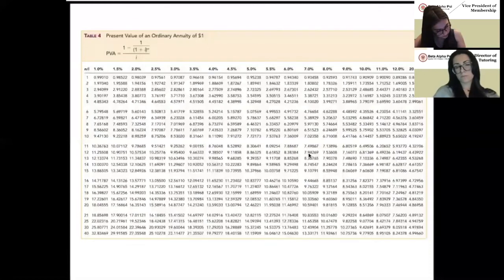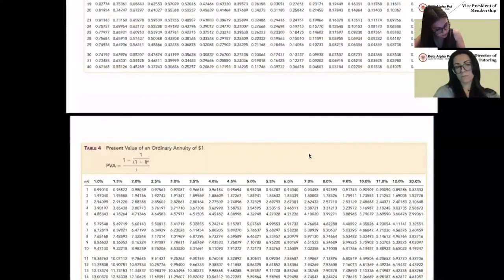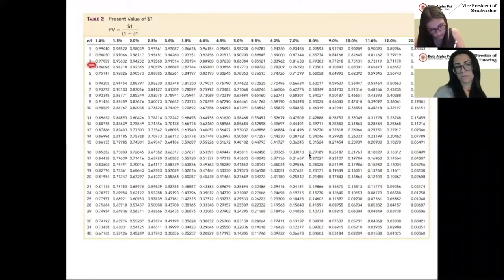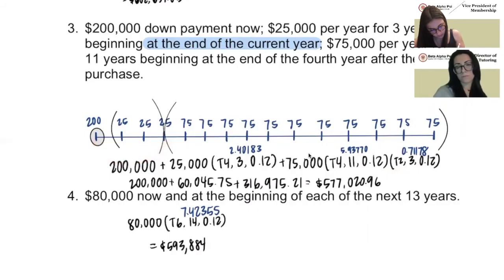So we're going to do 3, oh, wrong table. Table 2, we're going to do 3 with 12%, and we're going to get 0.71178. So in addition to multiplying the 75,000 times this value, we're also going to multiply it by this value.